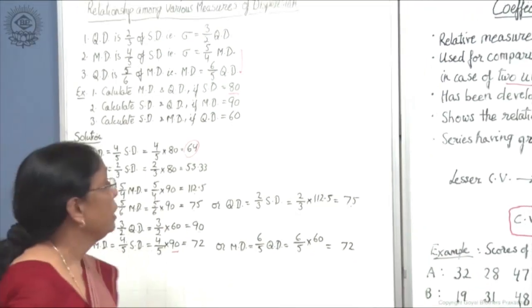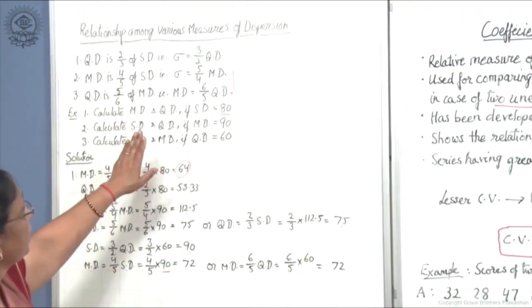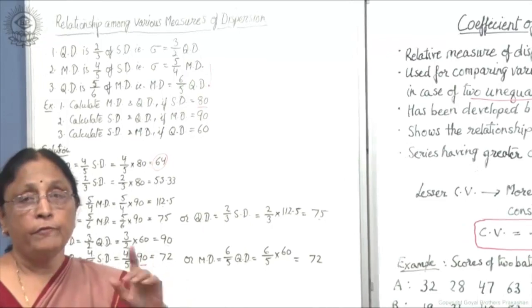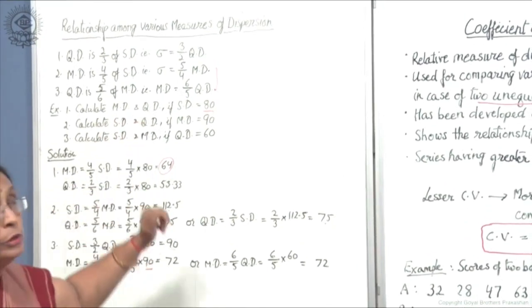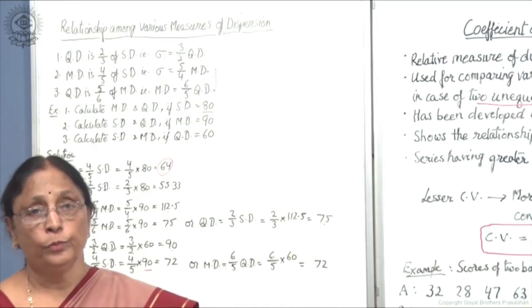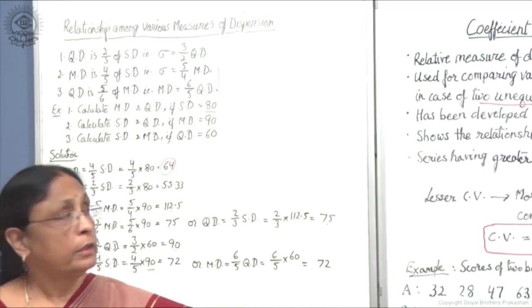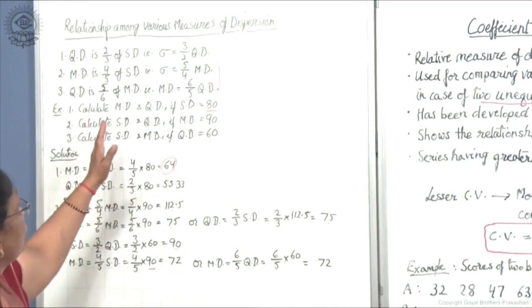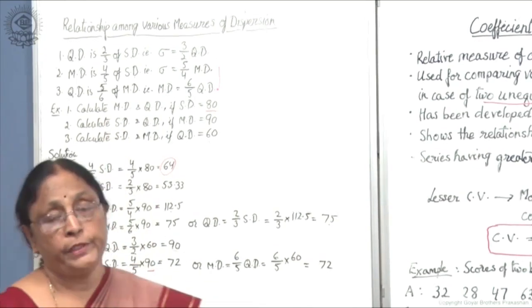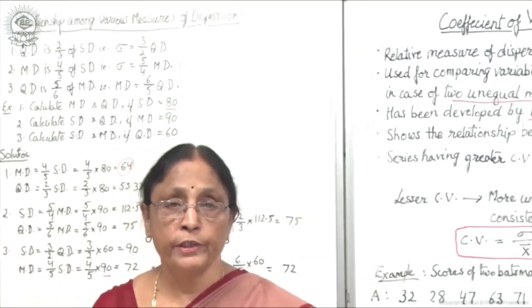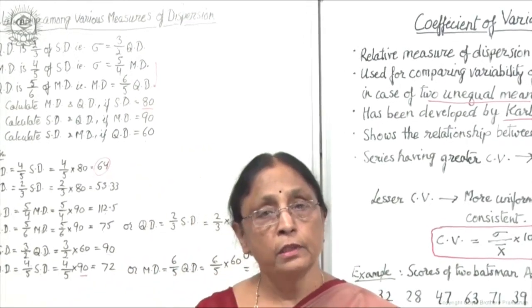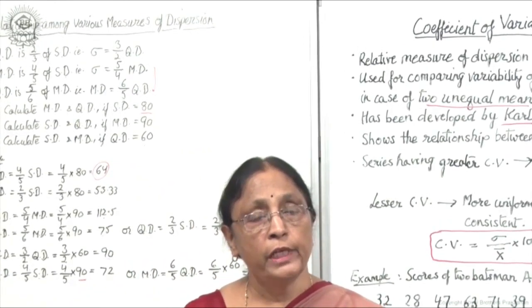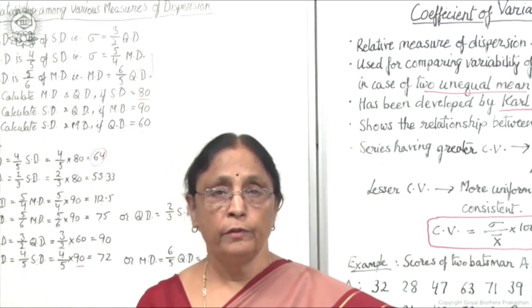So this way you can see that there is a relationship. If one is given to you, you know in what ratio you can calculate the other two. So in this way there is a relationship between QD, SD and MD. All three are related to each other, right? So this completes your calculation of the coefficient of variation.